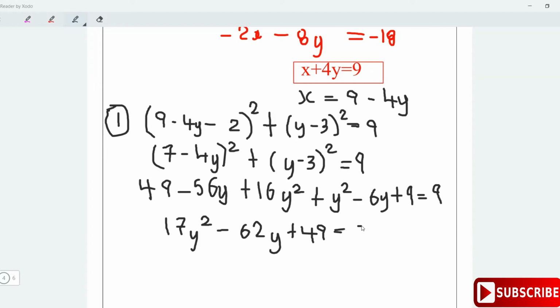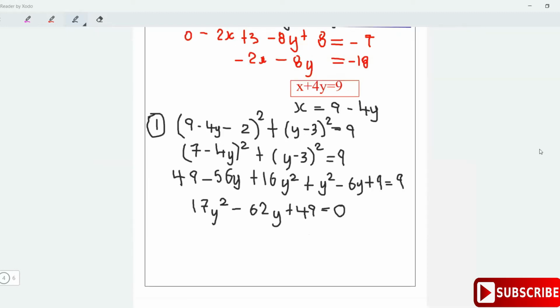Wow. Now this looks incredibly hard to factorize. So let's check to make sure I didn't make any error. Replace x with 9 minus 4y. 9 minus 2 is 7, 7 squared is 49, 2 times 7 is 14, 14 times 4 is 56, 16y squared minus 6y plus 9 equals 9. So no error was made, but this is what we have. So of course, we're just going to use the quadratic formula to solve this.